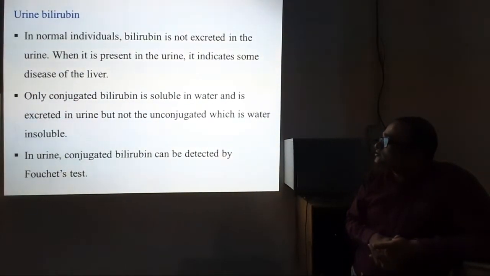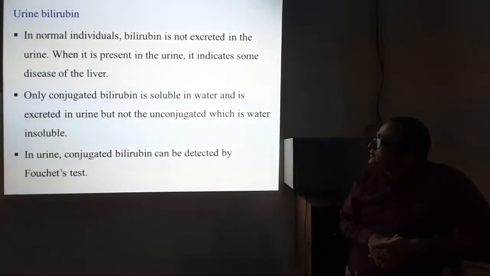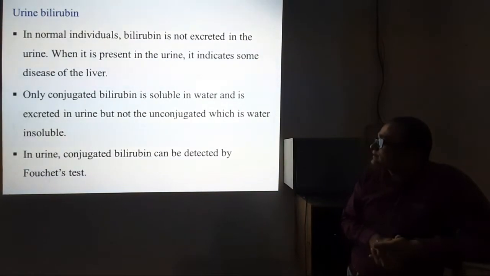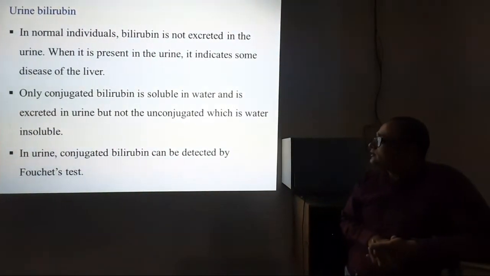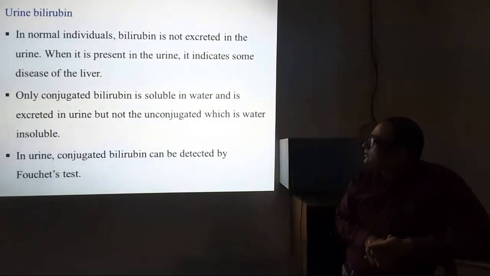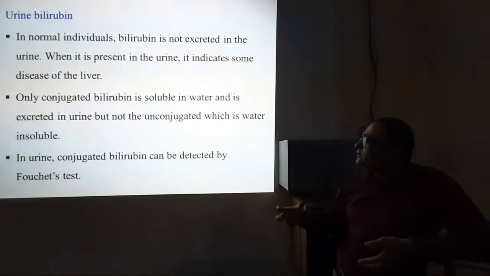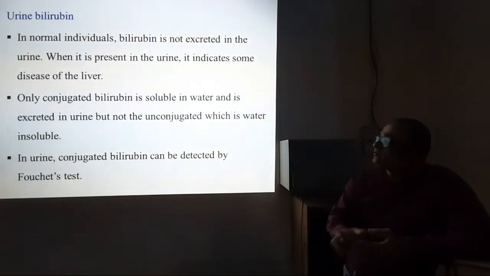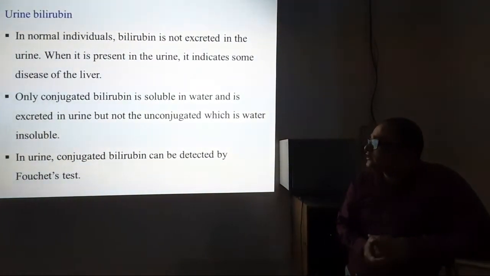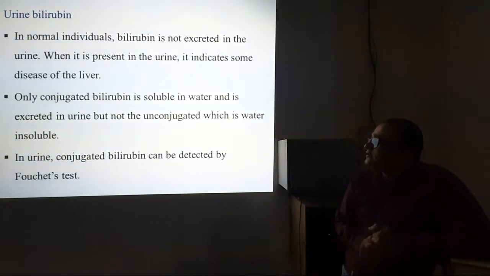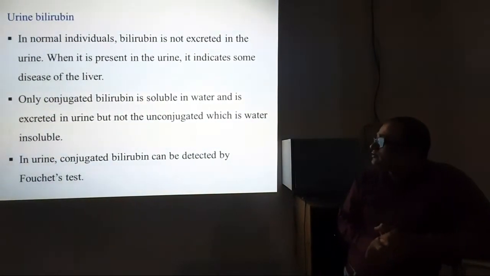As only conjugated bilirubin is soluble in water and is excreted in the urine, but not the unconjugated bilirubin, what will happen? Conjugated bilirubin will be in the urine. When there is an increase in the conjugated bilirubin, you will get an increase in the urine bilirubin.